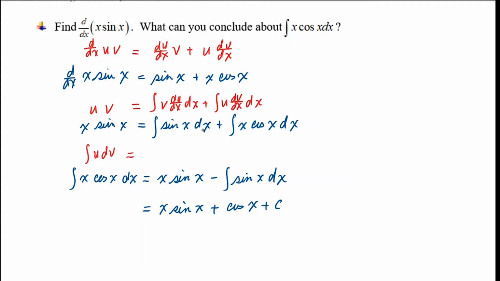And then this uv here, u times v, and then minus the integral of v du. This is the integration by parts formula, if you will.